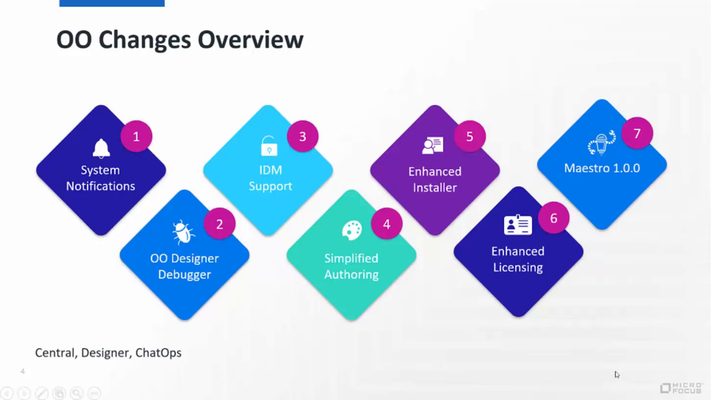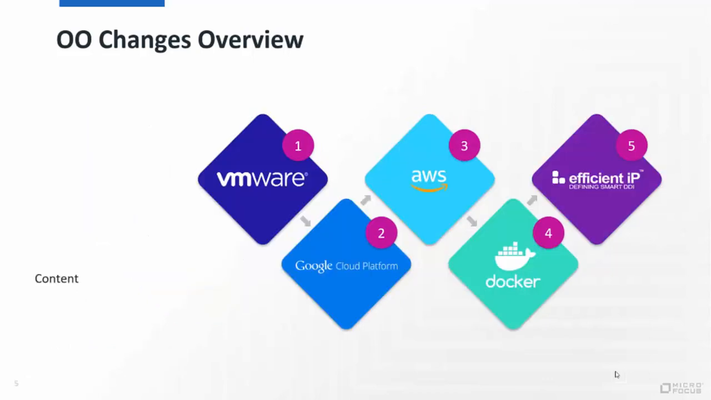Next is the licensing mechanism. This is more related to those who will end up consuming OO in suites, but I think it's worth mentioning today as well. It's a licensing mechanism based on features, and one of the features affected by this is the system notification. I will explain more in the upcoming slides. Last but not least, Maestro 1.0 was already released in the marketplace, and we'll see it running in the demo today with a lot of cool features for you to play with. Okay, this is the overview on the central, designer and Chatops.